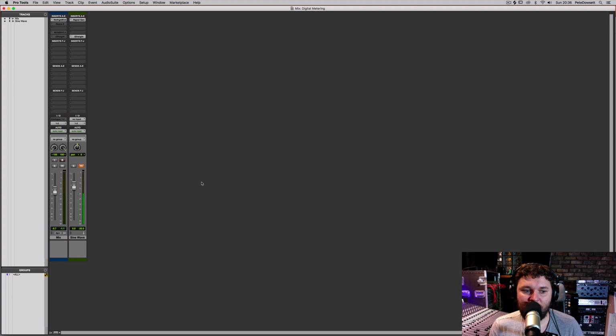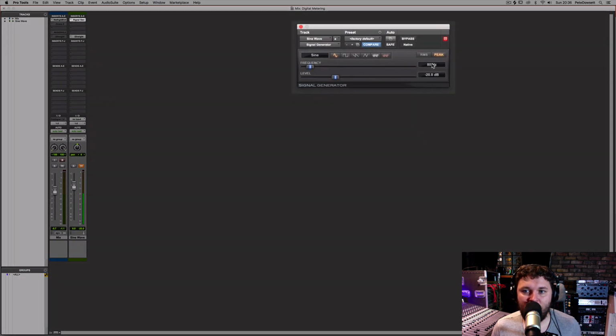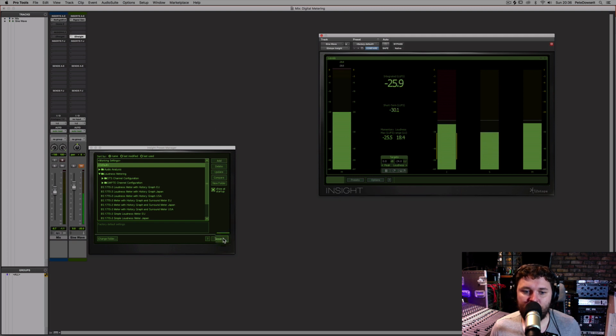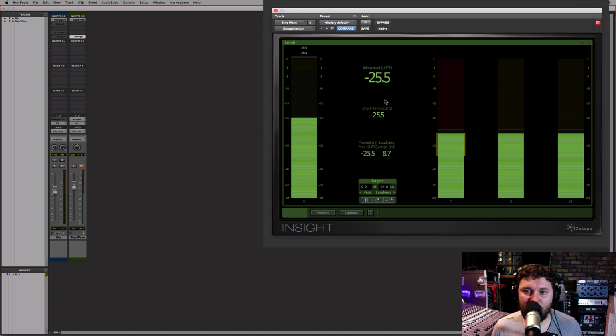So let's go back into Pro Tools, and I'm going to show you that RMS measurements are not equal to LUFS measurements by using a sine wave. I'm going to play this briefly. That's a low frequency sine wave there at 80 Hertz. If I bring up Isotope Insight here, we can see our three LUFS readings: the integrated level over the whole piece, the short term, and the max momentary.